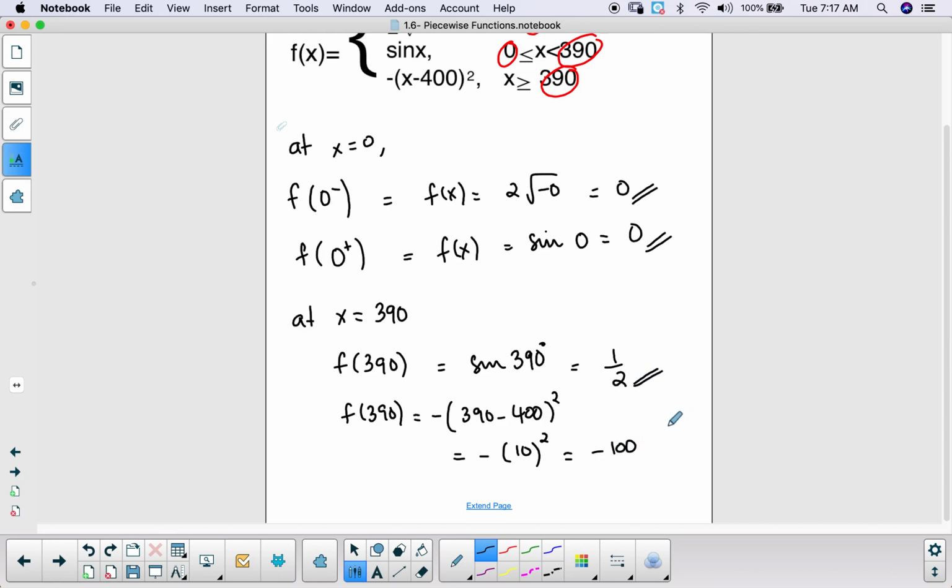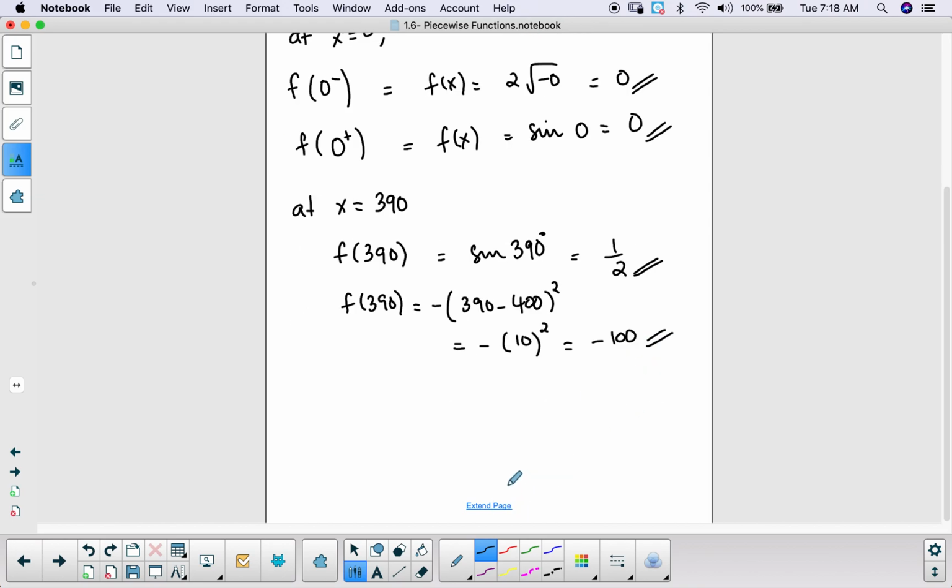So you can see these values here are not the same. So there's obviously going to be a break in the graph at 390, because as it shifts from the sine function to the quadratic function, the values are not the same. So therefore, the graph is discontinuous at x equals 390. So the function is not continuous, or has a discontinuity at x equals 390, but it's continuous at x equals 0.